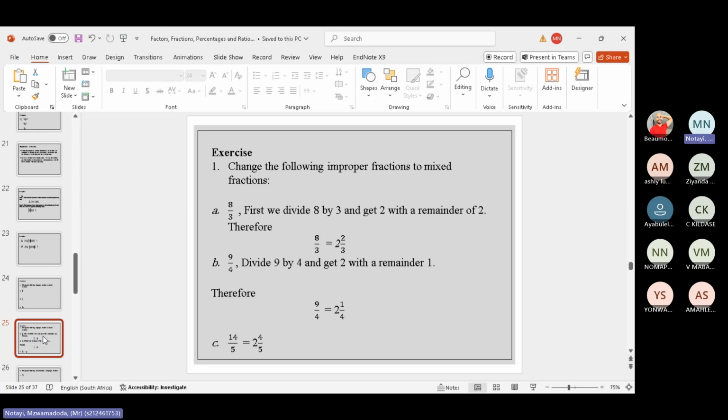And then C, 14 divided by 5. 5 in 14, there will be 2, and then the remainder is 4, and then the existing denominator we keep. So 2 and 4 over 5. So well done, guys. You got those correct.